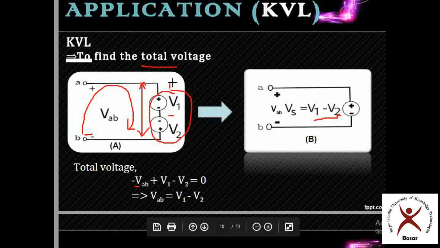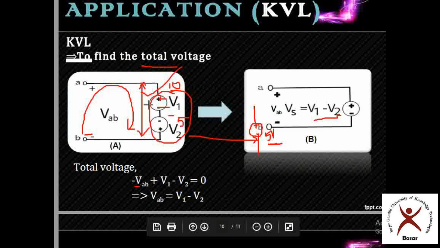If I have V1 as 10 volts and V2 as 5 volts, I can replace these two voltage sources with a voltage source having a magnitude of 5 volts. The terminals will be the same as the terminals of the higher magnitude voltage source. Here the higher magnitude voltage source is V1, so the terminals of the resultant voltage source will be the same as our 10 volts voltage source, that is V1. So this is about KVL.